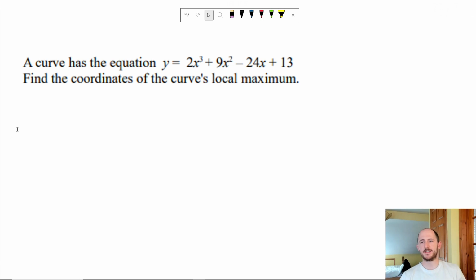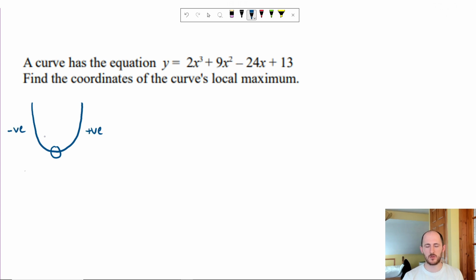Ta-da. Okay, so the curve has the equation y equals 2x cubed plus 9x squared minus 24x plus 13. Very long equation. Find the coordinates of the curve's local maximum. So in the previous question we spoke about turning points. So we have 3 different turning points. Now I'm actually going to draw them without axes just to make it a little clearer. We can have a point like this where we go from a negative gradient to a positive gradient.